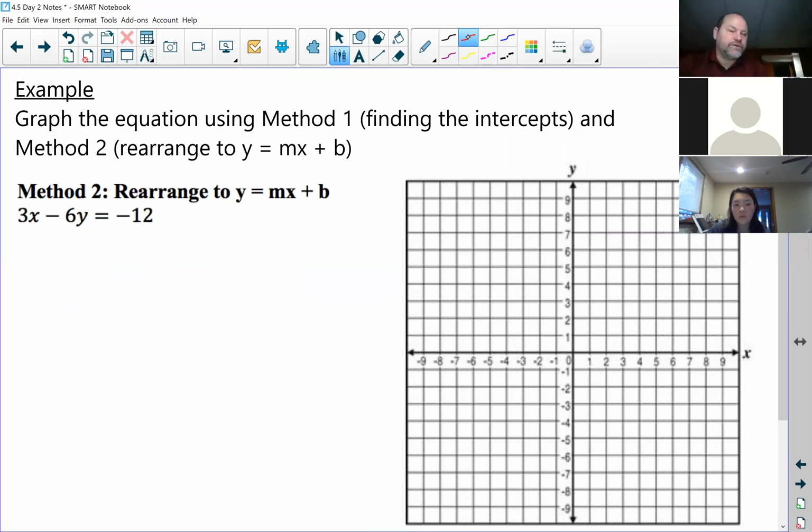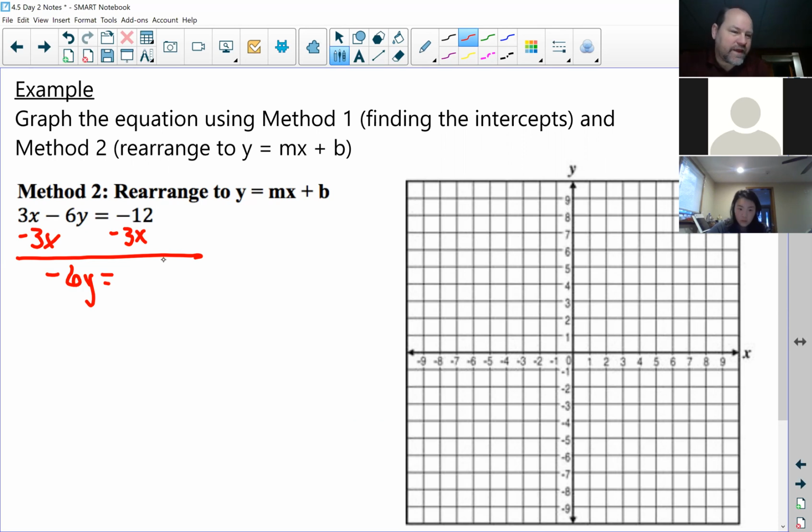So now we're going to solve 3x minus 6y equals -12 and get it in the y equals form. So I want to get rid of this 3x. I can do that by subtracting 3x from both sides of the equation. On the left, the 3x is gone. It leaves me with -6y.